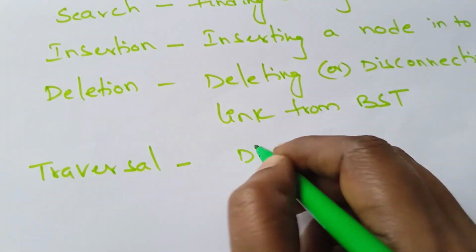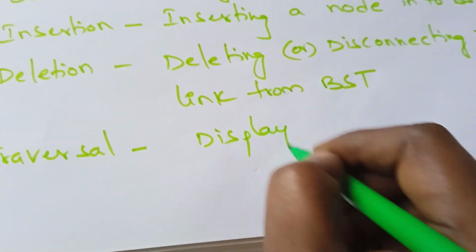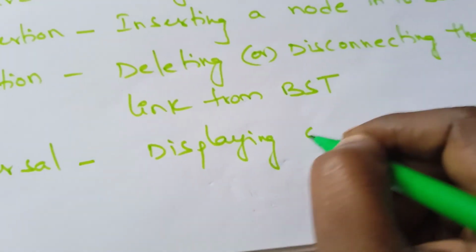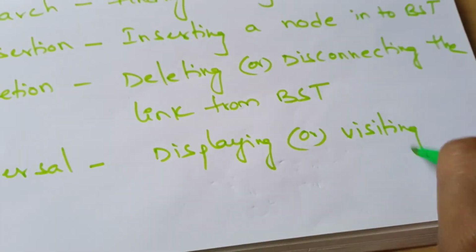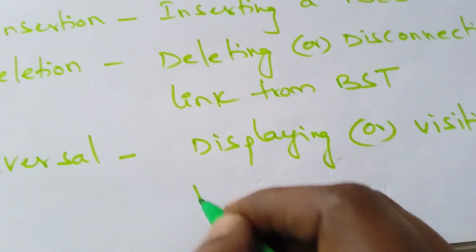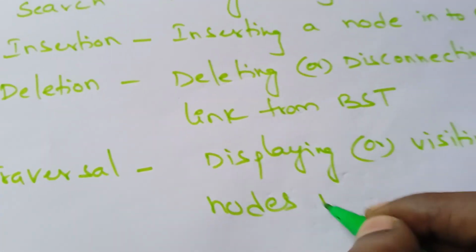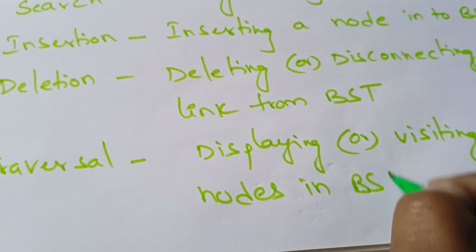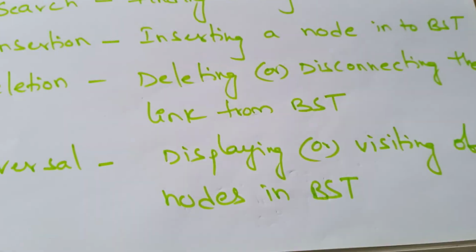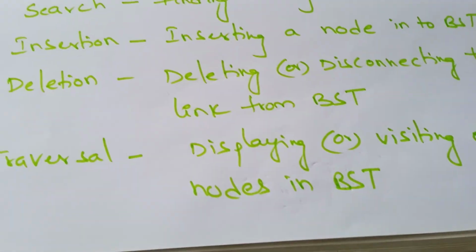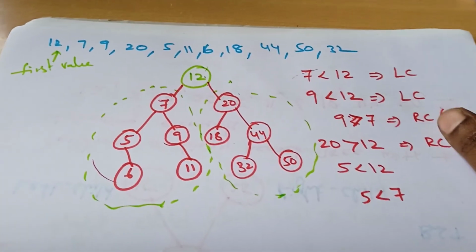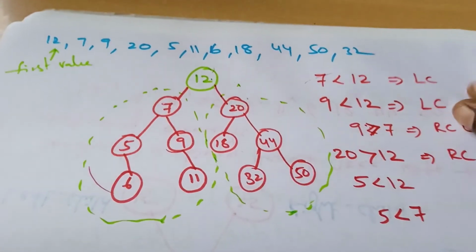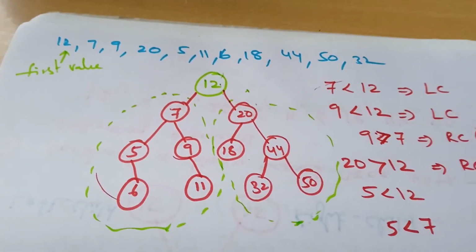That is displaying or visiting of nodes in the binary search tree. Okay, so these are the binary search tree operations, and this is the way of constructing the binary search tree.